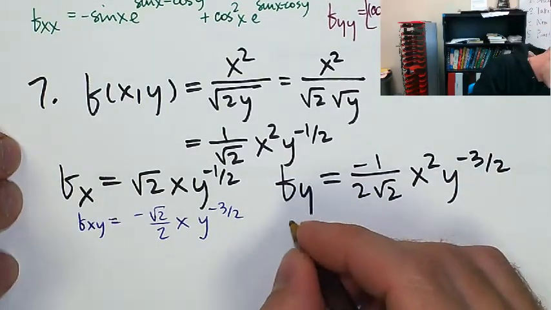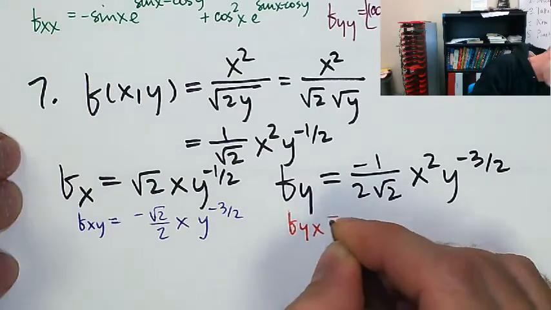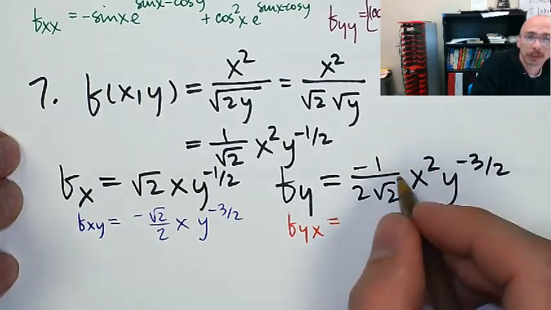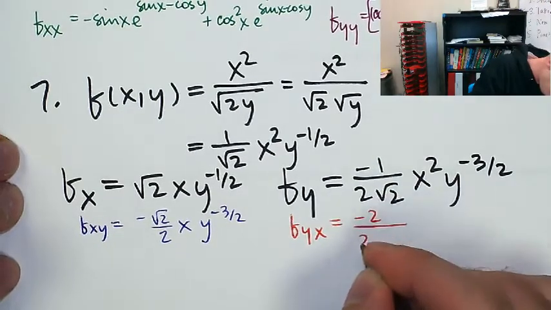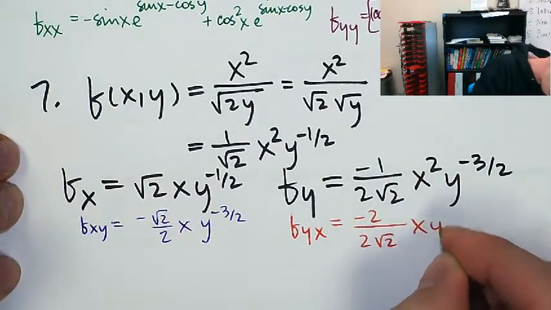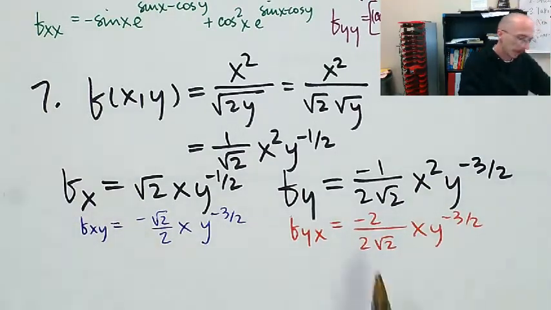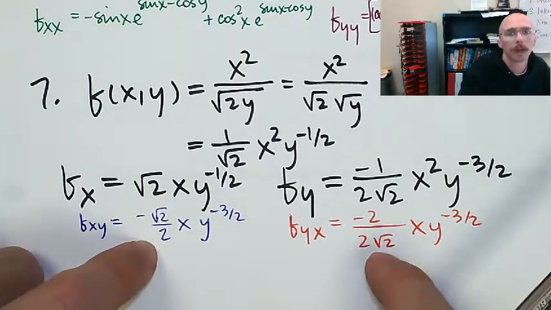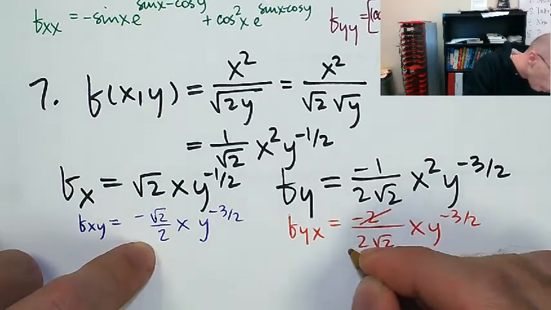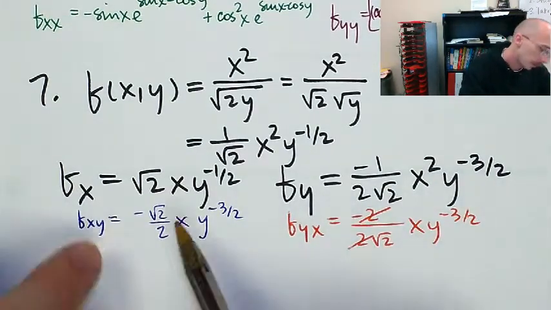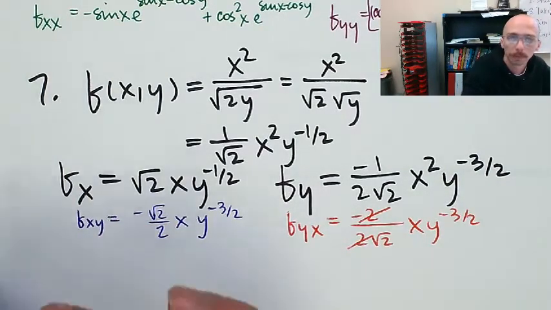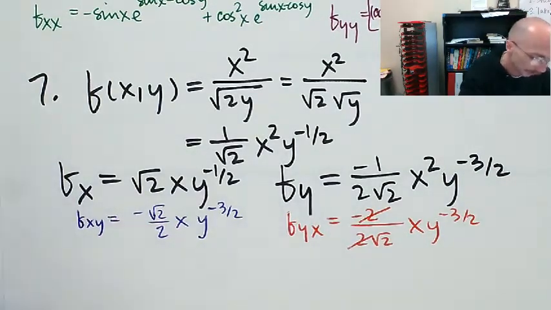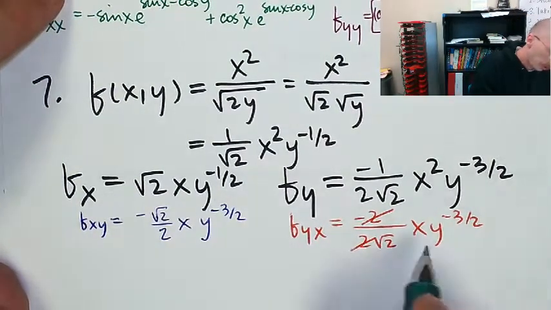In taking fyx, we're going to take this derivative with respect to x, and it's really just going to be 2x times all this stuff. So negative 2 over 2 root 2 x y to the negative 3/2. And this is the same because these are the same number, right? We know, probably from our trig class, that root 2 over 2 is the same as 1 over the square root of 2. You know, run into that number a bunch with 45, 45, 90 triangles. And so these are the same, right?